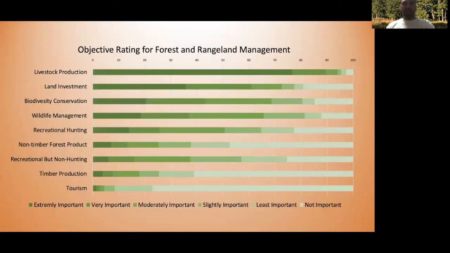Shifting the gear again, let's recall how Oklahoma landowners prioritize their land management objectives in their rating scale. I'm going to dig deep into how the willingness to pay differs among management objectives. The five most important land management objectives are livestock production, land investment, biodiversity conservation, wildlife management, and recreational hunting. I'm going to analyze willingness to pay based on these management objectives of landowners.